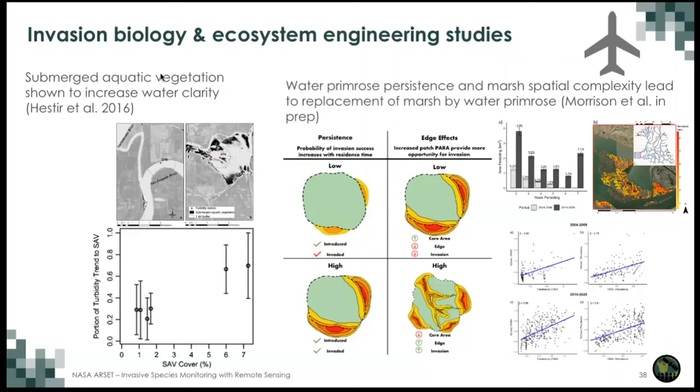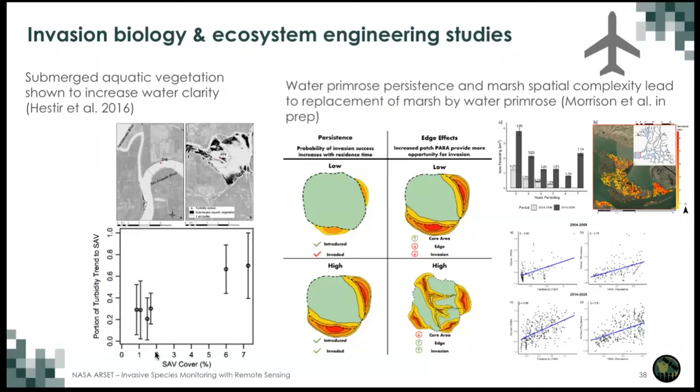We can also look at how, here on the left, the submerged aquatic vegetation is influencing water quality. In this study by Hestir et al. in 2016, they took all of these in situ water quality stations that have been monitoring water turbidity, or the clarity of the water, for over 30 years, and they calculated a buffer around that station, and calculated the percent cover of submerged aquatic vegetation. They then calculated the trend in water clarity and found that water clarity is increasing over the past 30 years in this system. They then adjusted that trend for the submerged aquatic vegetation cover and were able to allocate the portion of that turbidity trend that was attributable to the increase in cover of submerged aquatic vegetation.